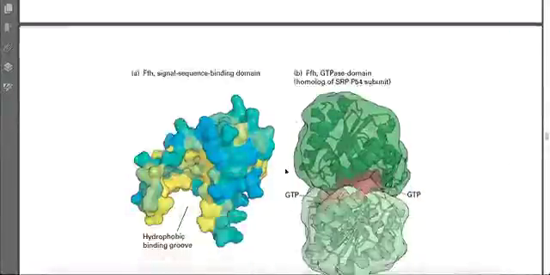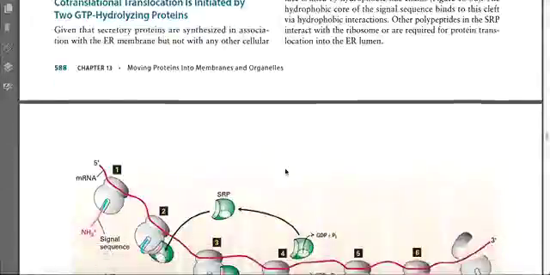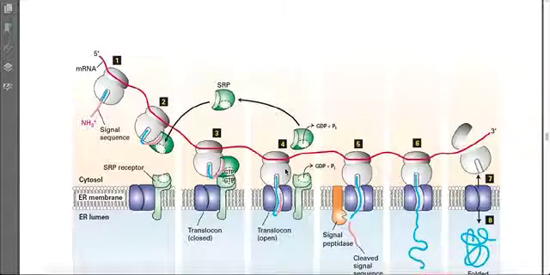This signal recognition particle cycle is given on page number 589 in the 8th edition of Lodish. As in the last lecture, I told you that I am taking reference of this book because I love this book. It is in very simple language, well written and well composed.